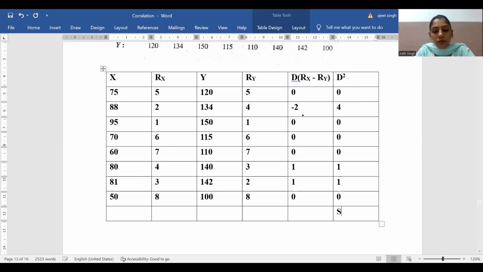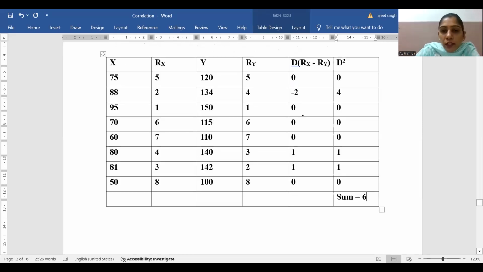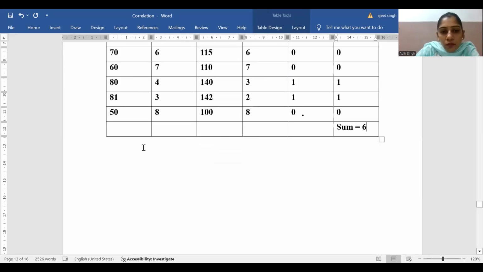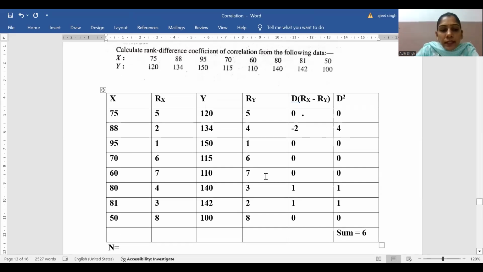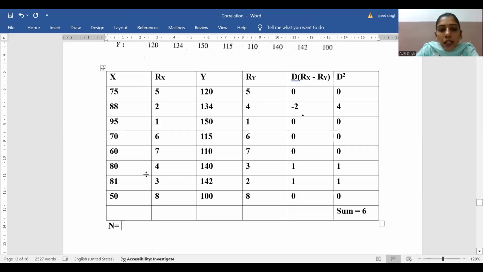Okay, so the sum is equal to 4, 5 and 6. Okay, so sum of D square is equal to 6. So this is how we calculate the value of D square. Now let's keep all the values in a formula. So let me write the value of n first. N is equal to 8. The total number of observations in a series is 8.